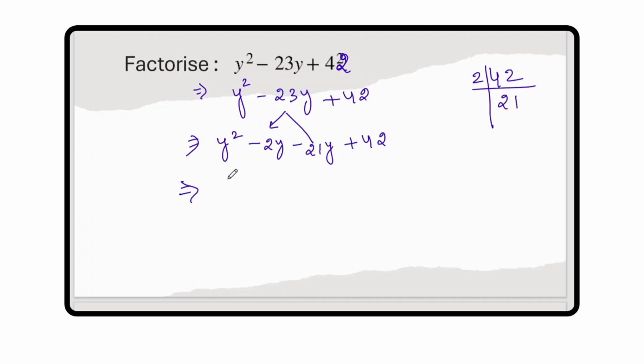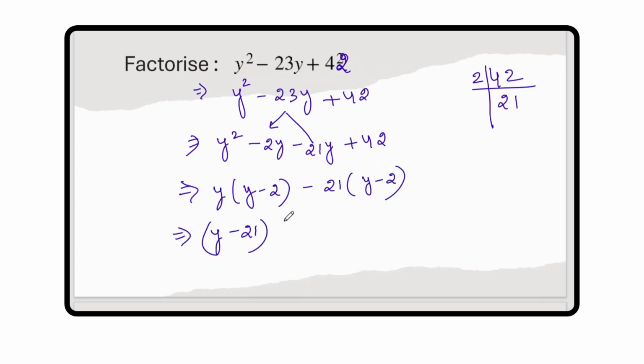So your answer will be y common, y minus 2, minus 21 common, y minus 2. So the final answer is y minus 21 and y minus 2. Okay, next question.